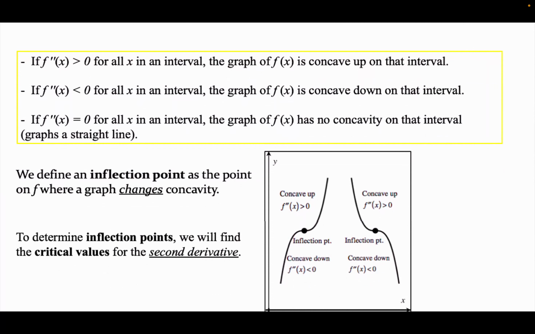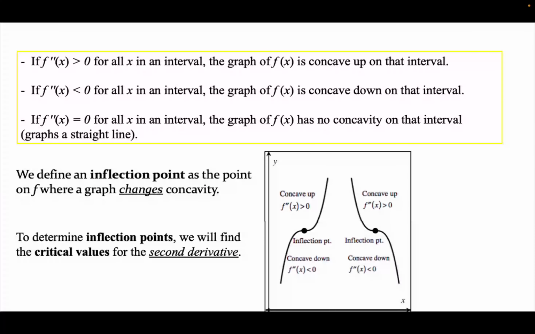Before, it's concave down. After, it's concave up. It changes concavity. Before, concave up, holds water; after, spills water. Okay, so that's what inflection points are. They're kind of like critical values, but for second derivatives. Inflection points are where that changes. Where does that change? Concave up to concave down or vice versa.